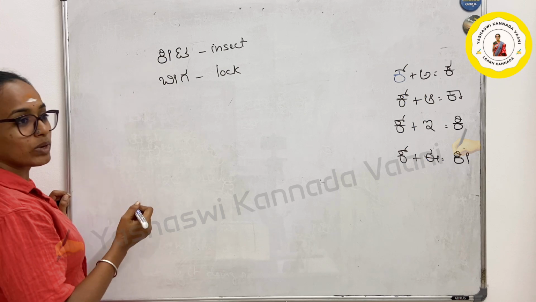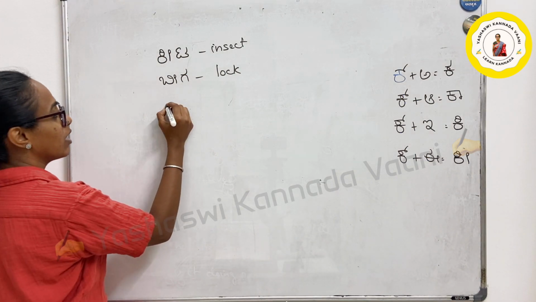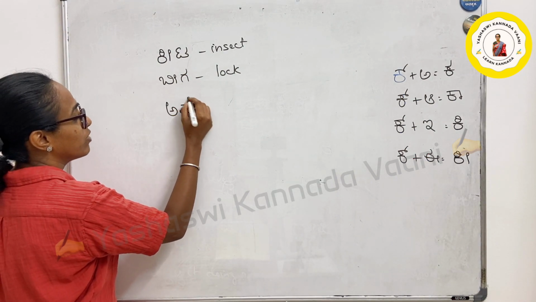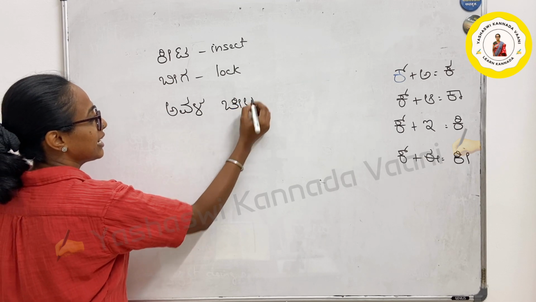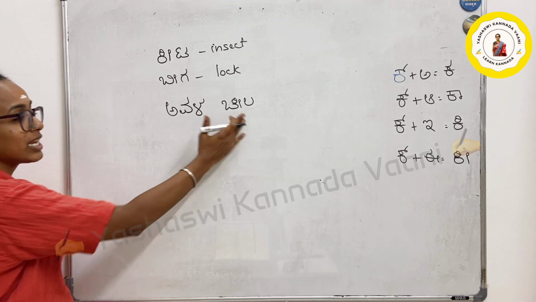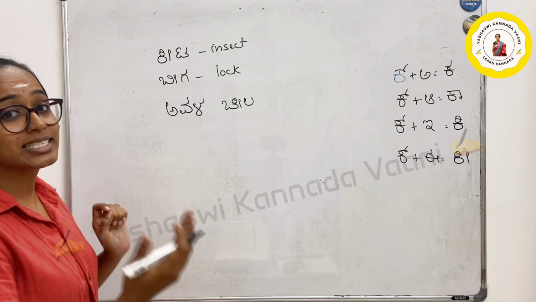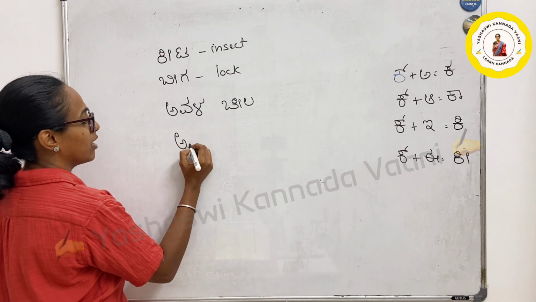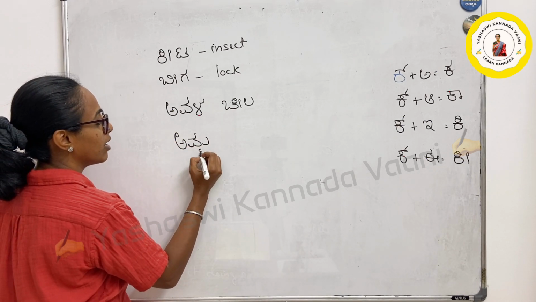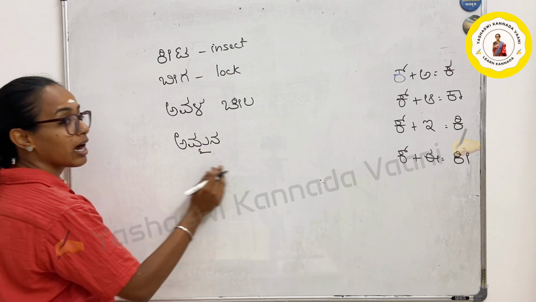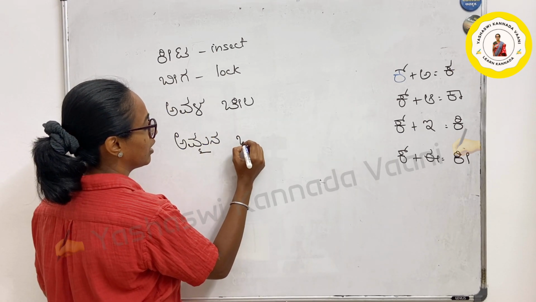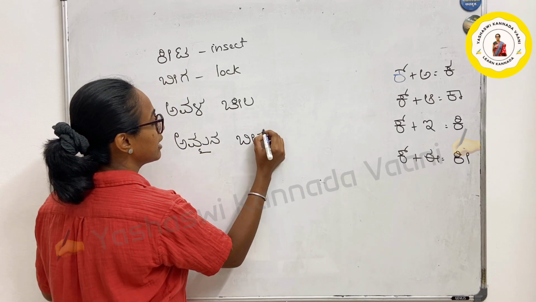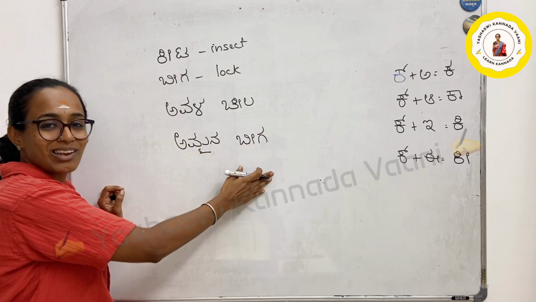Okay, next we'll go with la. Chila, her bag. Chila is a bag. Her bag. Avala chila. Na, amma. Amma is a mother. Amma na biga. Amma's lock. Biga is a lock.